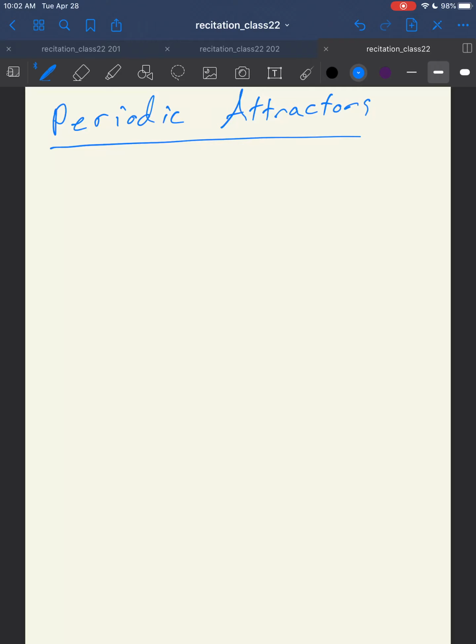Okay, so today we are going to be continuing from lecture and studying periodic attractors. Right, so this is in keeping up with our theme of trying to understand the long-term behavior of our systems, but allowing us now to consider systems which naturally oscillate in the long term. Okay, so first let's remember what is an attractor.